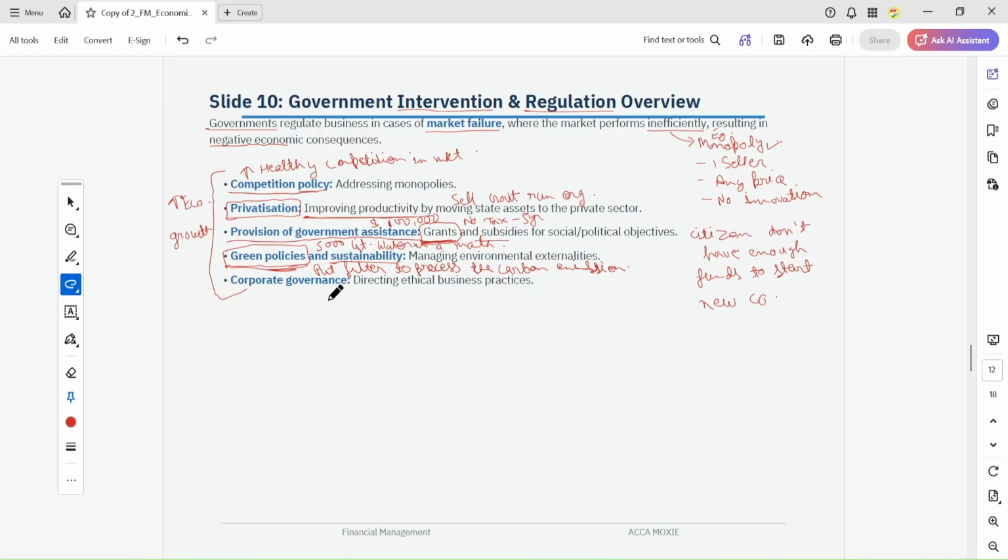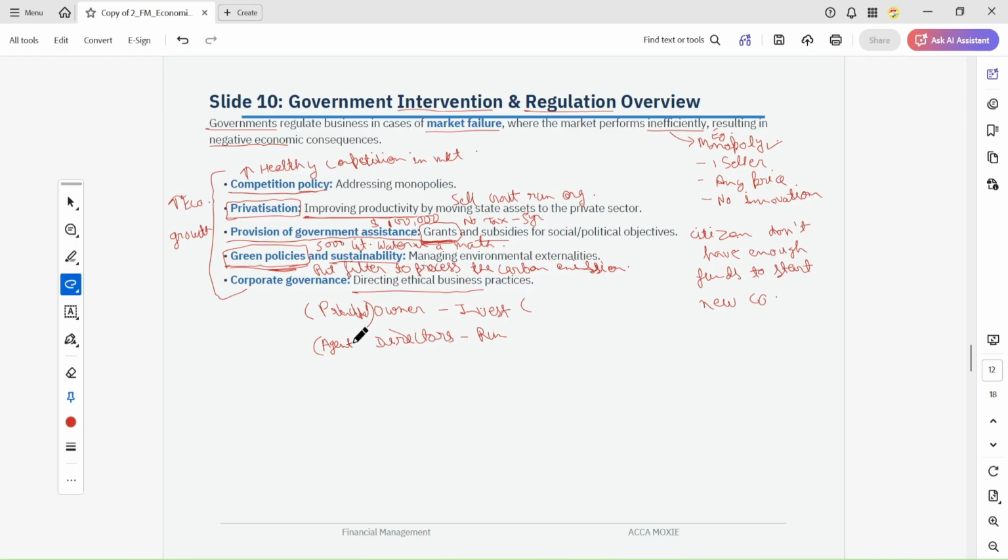Corporate governance. Corporate governance is made so that businesses follow ethical business practice. So what happens is that owners invest money, and the directors run the company. The owners are called the principal, and the directors are called the agent.